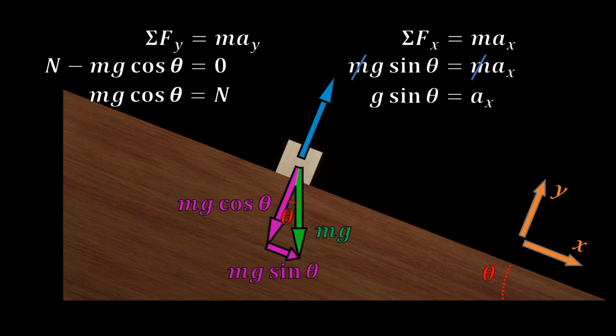If desired, we could use this acceleration along with the kinematic equations to find the properties of the motion down the incline. Soon we will use the technique presented here to solve for the motion when we have friction present, as well as more complex systems.